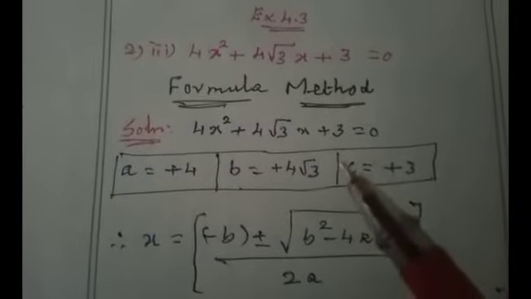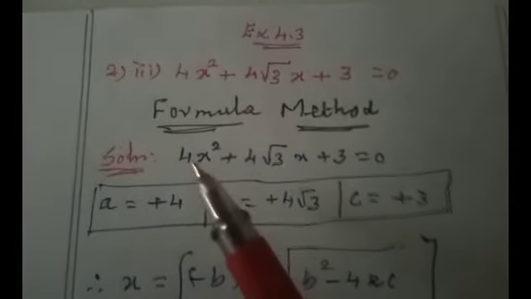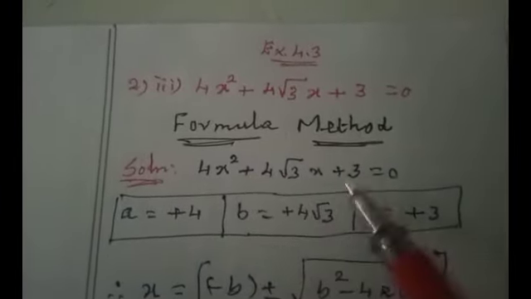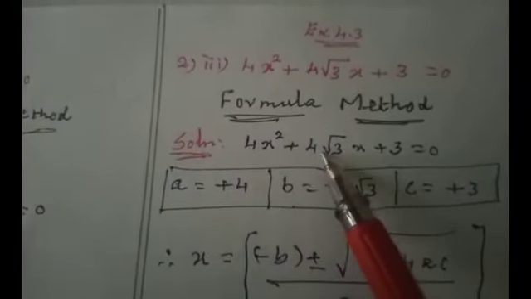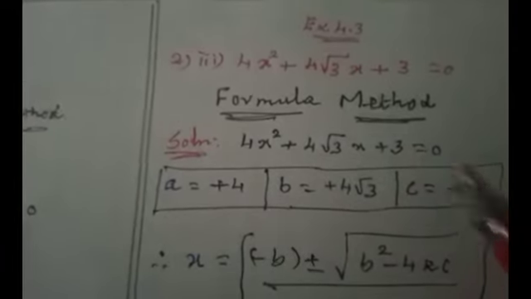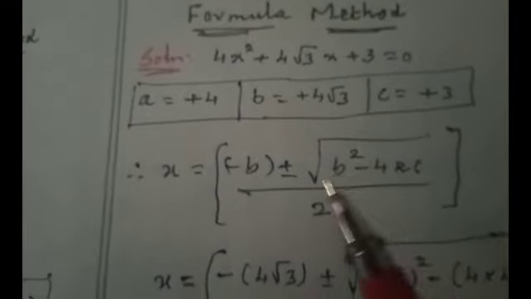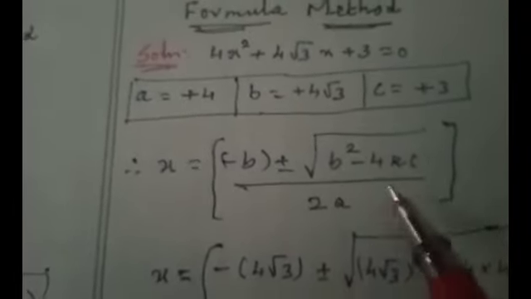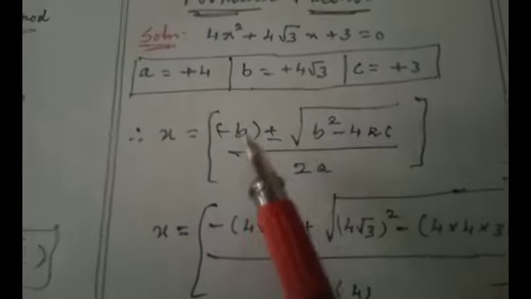Now exercise 4.3, the second Roman letter, the same sum has to be solved by the formula method. The question is 4x square plus 4 root 3x plus 3 is equal to 0. Let us consider a is equal to plus 4, b is equal to plus 4 root 3 and c is equal to 3. The formula we know is x is equal to minus b plus or minus square root of b square minus 4ac divided by 2a. This division applies to both this term as well as this term. The value of b is plus 4 root 3.